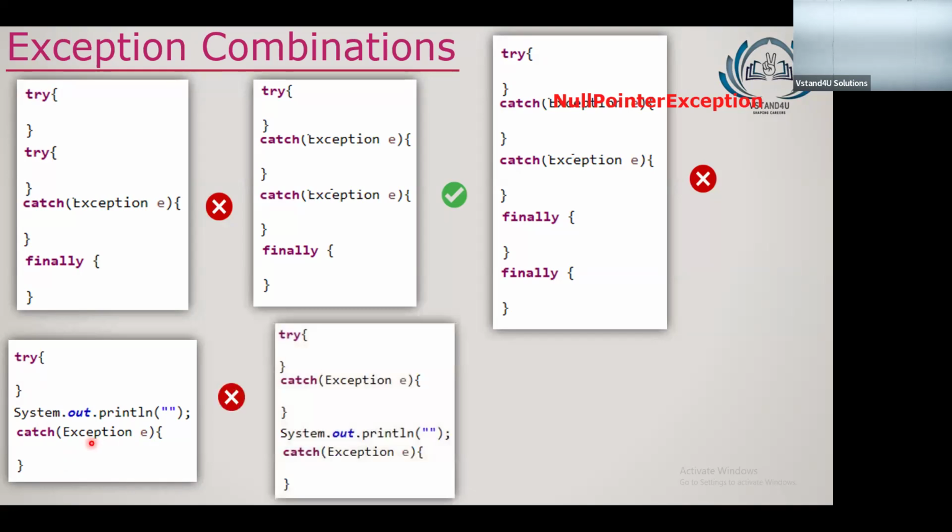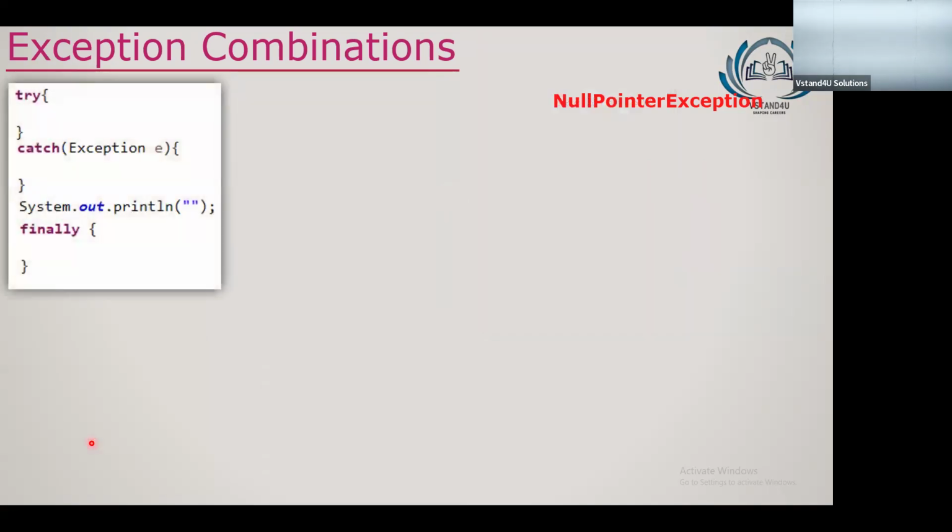How about this one? Of course, first try and catch, absolutely correct. Second catch does not have a try. Do you all agree? Am I clear? Yeah, it is not going to work. Perfect. Pay attention to this one, guys. Try has a catch. Then I wrote one println, and then I'm saying finally. Will this compile?